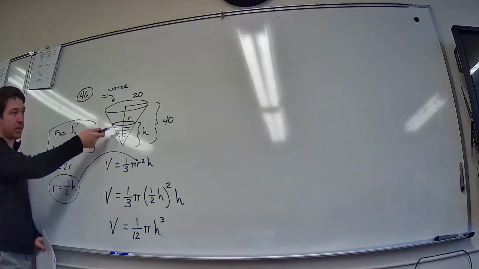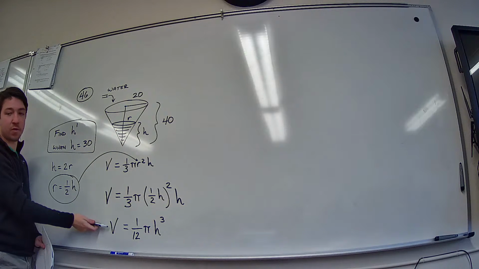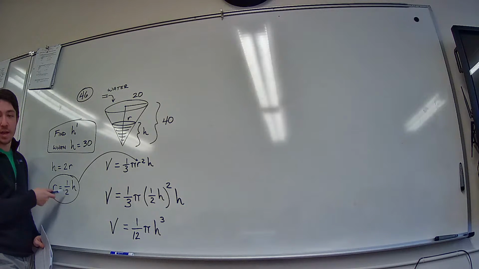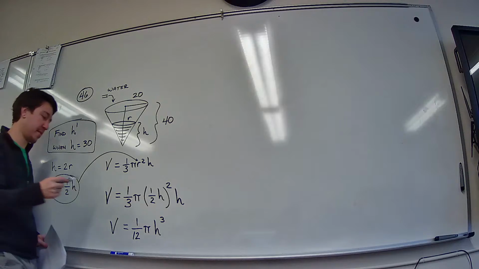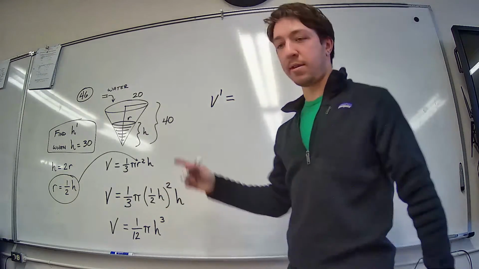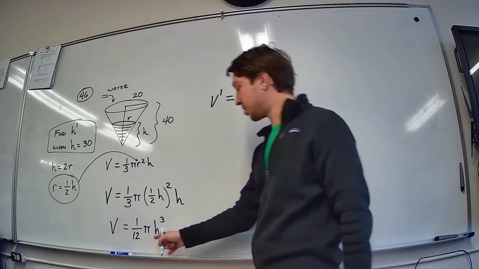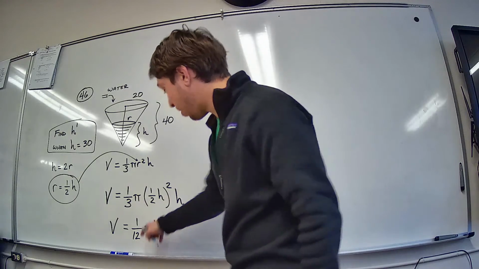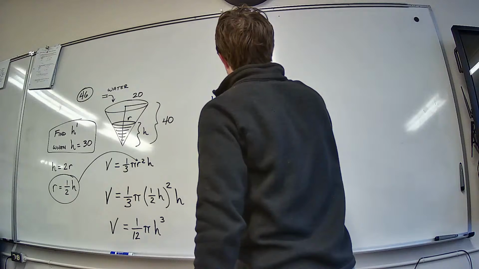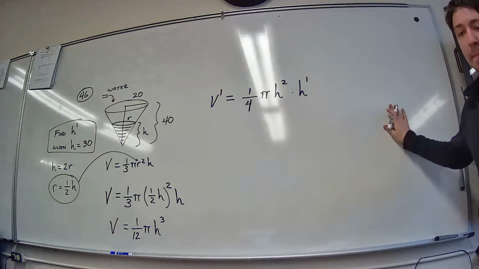So it turns out that for this particular container, the cone of water inside has this formula. And again, it's only because we knew that the radius is half the height. Okay, derivative time. But wait, this makes us happy because we don't have to use the product rule anymore. We just have a simple chain rule application. So 3 times a 12th, a quarter, so quarter pi h squared times h prime.